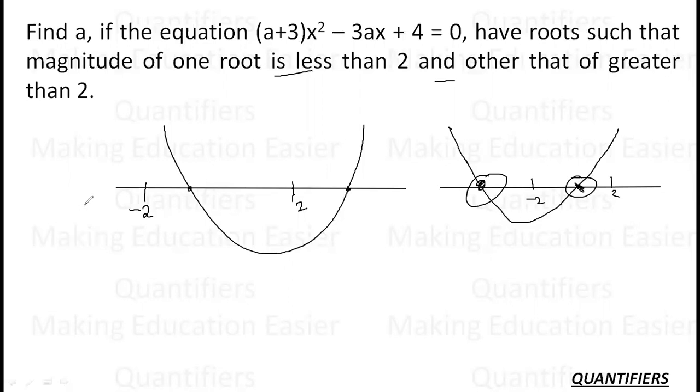We talked about the three conditions you need to check: the value of the discriminant, the line of symmetry, and third, the value of the function at a particular point. Now one of the roots is lying between -2 and 2. So this question can be summed up in only one thing: that one of the roots is lying between the two points -2 and 2.